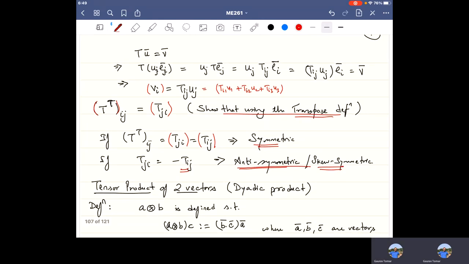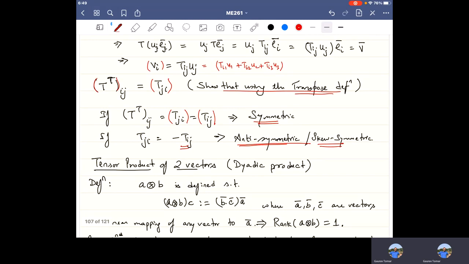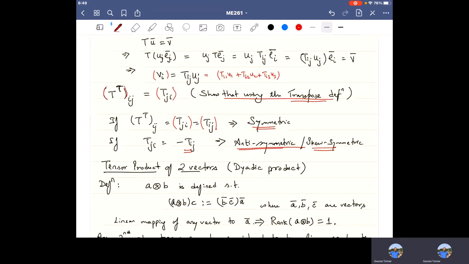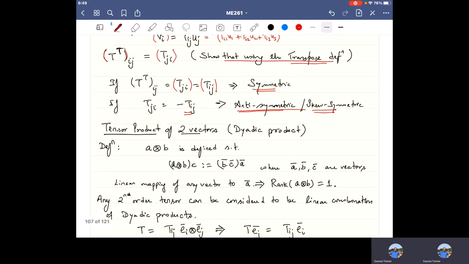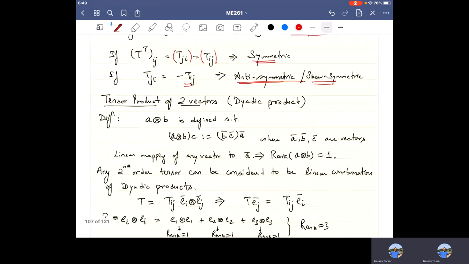And as we had seen, any general second order tensor can be split into symmetric and antisymmetric parts, as a linear sum of a symmetric tensor plus an antisymmetric tensor. That's how you can decompose any second order tensor.